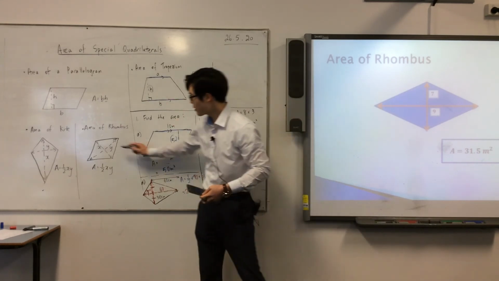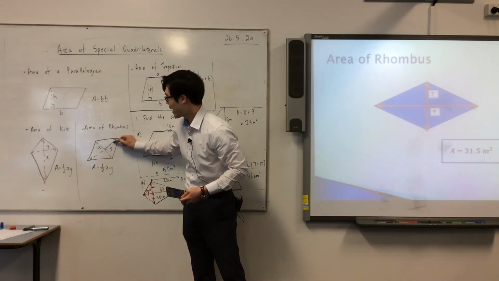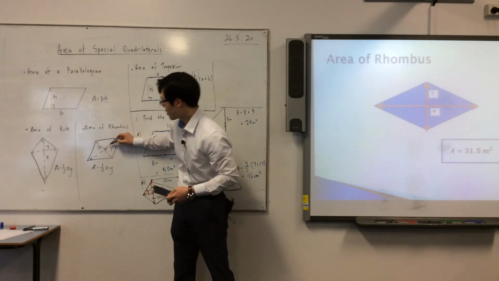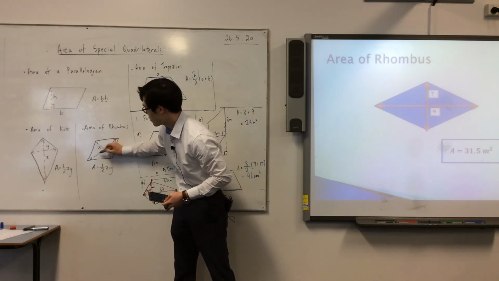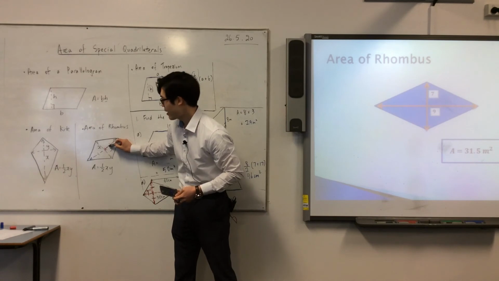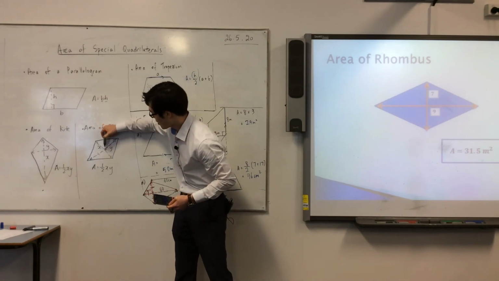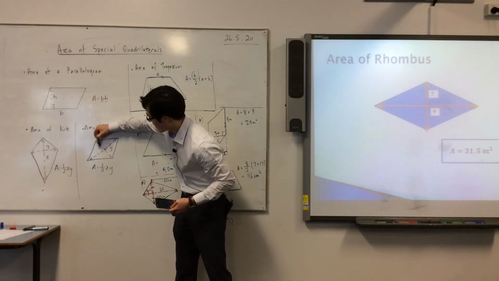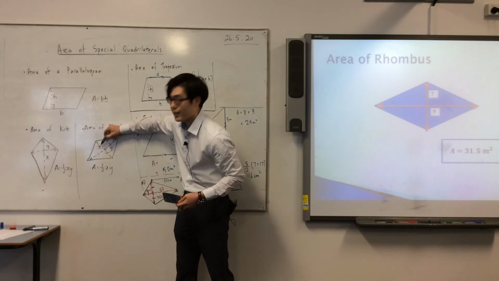Same applies for a rhombus. Sometimes what they'll do is they'll give you like half of it. One little fact about a rhombus though, the diagonals bisect each other in half. This is equal to that. This is not equal to that, but it is bisected in half.